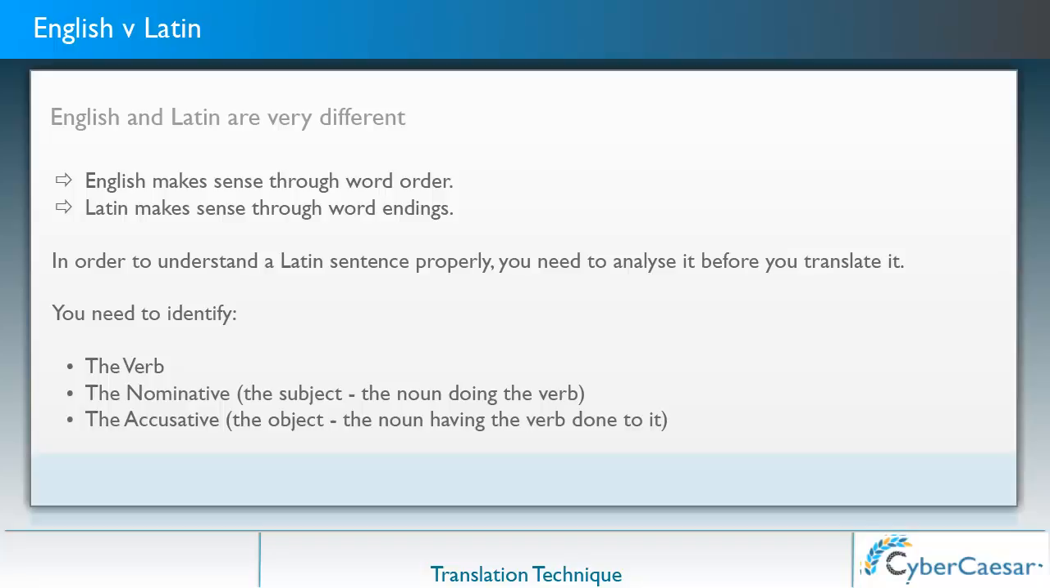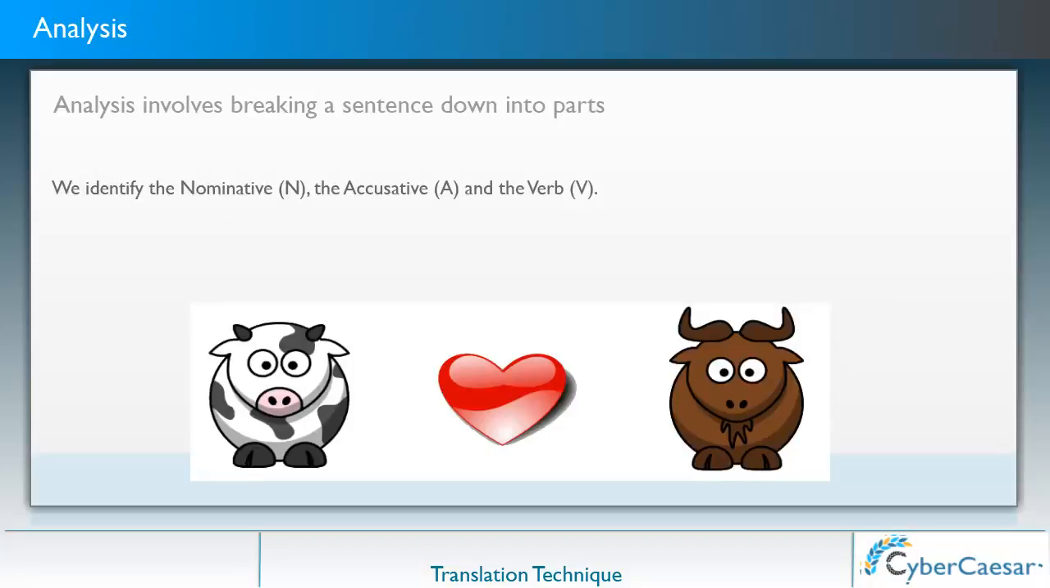In order to understand a Latin sentence properly, you need to analyze it before you translate it. You need to identify the verb, the nominative, the accusative. Analysis involves breaking a sentence down into parts. We identify the nominative, the accusative, and the verb.